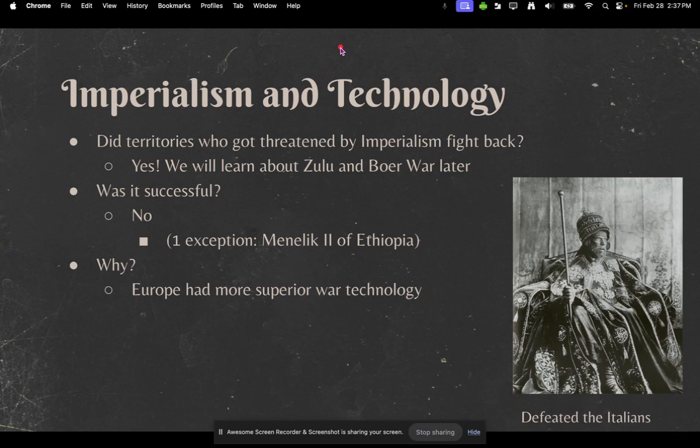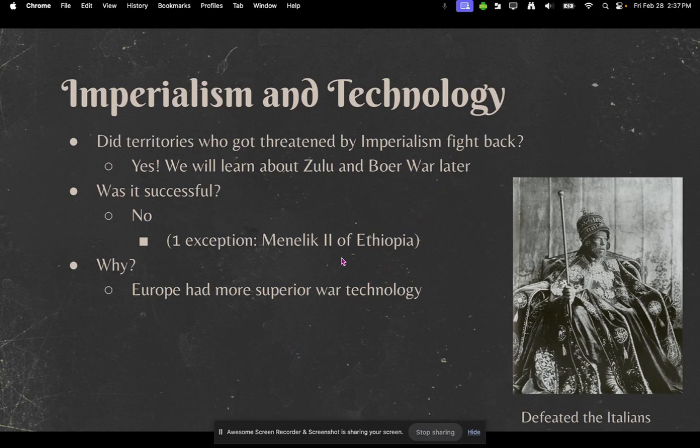So, imperialism and technology. Did the territories who got threatened by imperialism ever fight back? Did they ever go, oh my gosh, no, we don't want to be colonized, we're going to fight? Yeah, that did happen a lot. And specifically, we'll talk about the Zulu and the Boer War later on. Now, was it successful? No. There's only one exception where there was actually a fight back against the European countries that was successful, and that would be Menelik II of Ethiopia. Otherwise, Europeans always won.